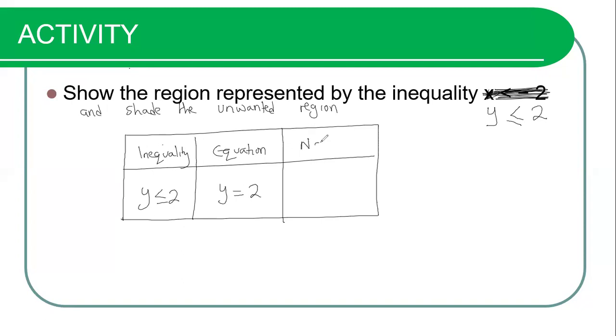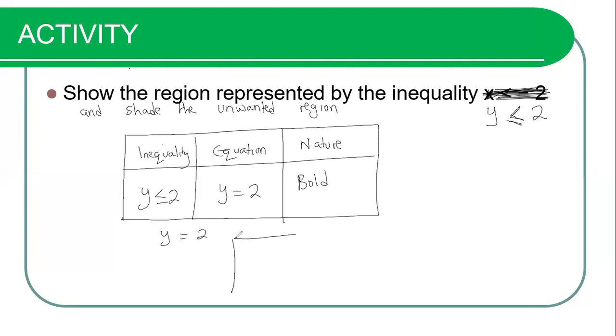Then I look at the nature. Members, looking at the nature of less than or equal to, which kind of graph is that? Is it dotted or bold? Bold. It is bold. Now, after doing so, we are going to look at the equation we have and then we plot it. So we have y is equal to 2.